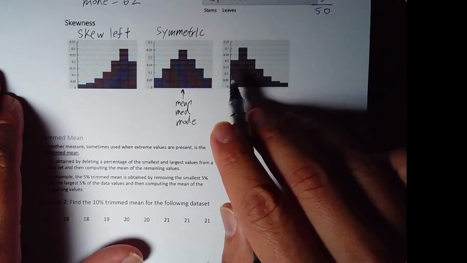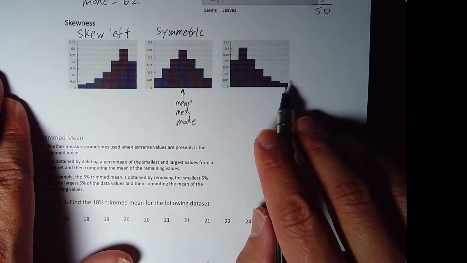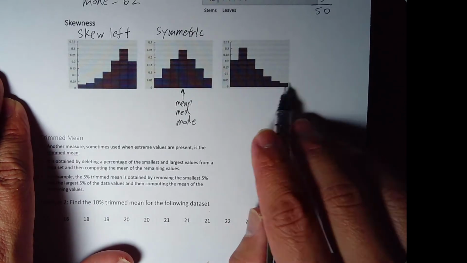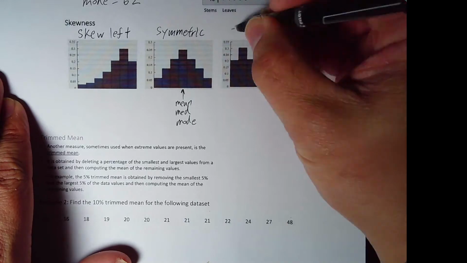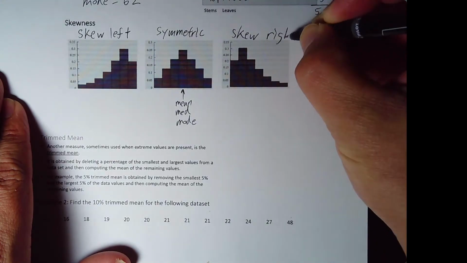Vice versa, here the extreme values are to the right. The extreme values are large, and so the data set is being pulled by these high extreme values. So we call this skew right.